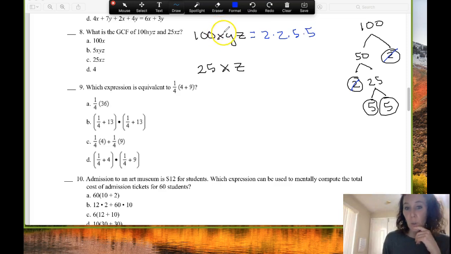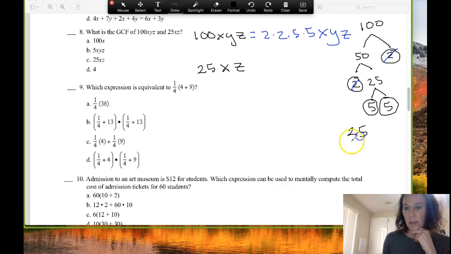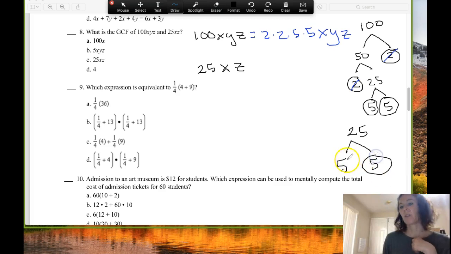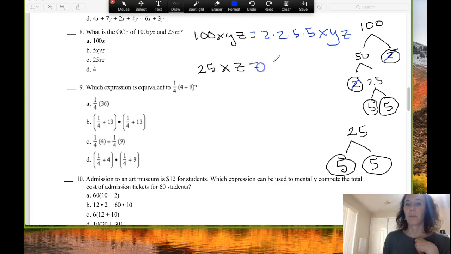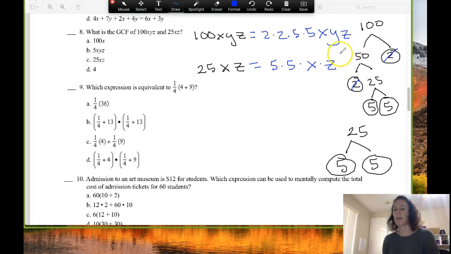Now, if I had x squared, I would write x and x, but I just have one x. So 1x, 1y, 1z. Now let's do the prime factorization for 25xz. So 25, I need to prime factor that. 25 is just 5 times 5, and those are prime numbers. So I've already prime factored that, and let's write that out. So that will be 5 times 5, and then times x times z. This isn't z squared or anything. If that was the case, I would write z twice.